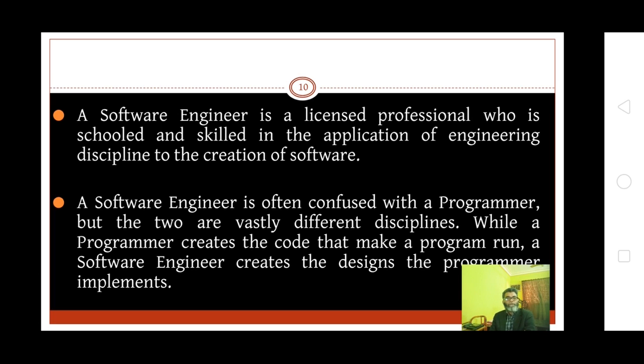So who is a software engineer? A software engineer is a licensed professional who is schooled and skilled in the application of engineering discipline to the creation of software. Or in other words, we can tell they have extensive knowledge of programming languages, software developments, and computer operating systems, and they apply engineering principles to the software creation.